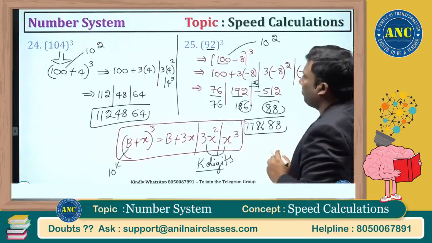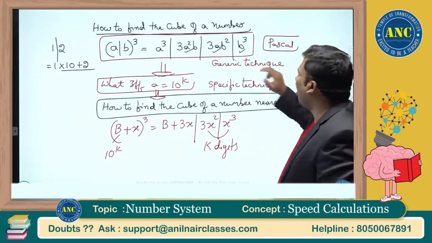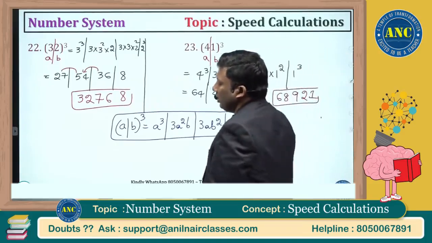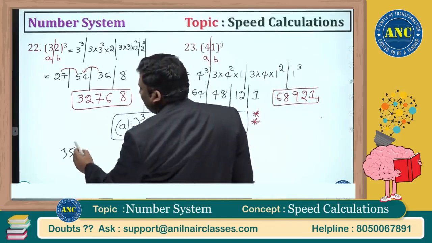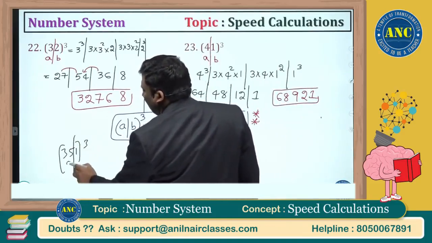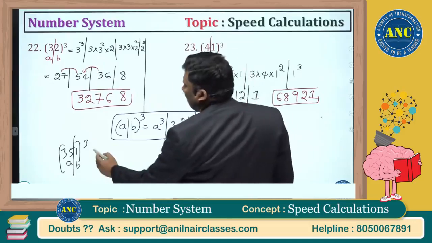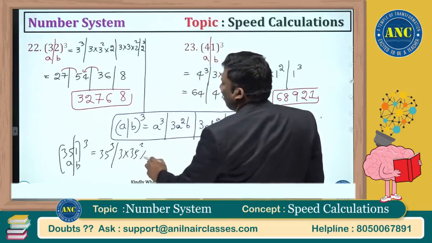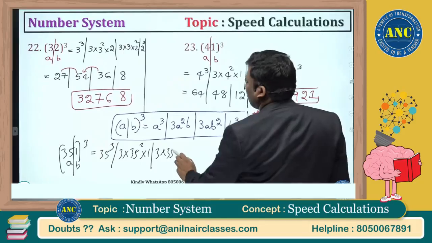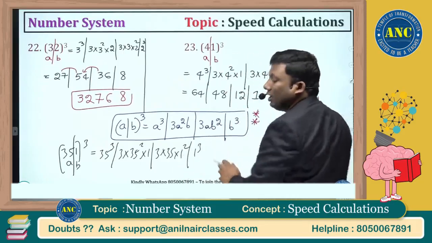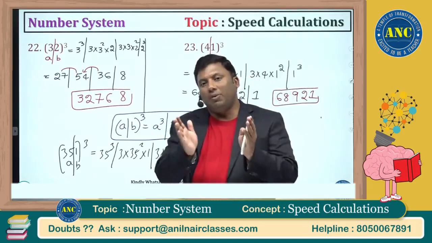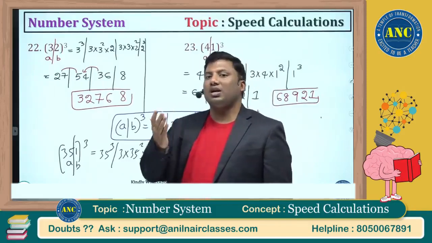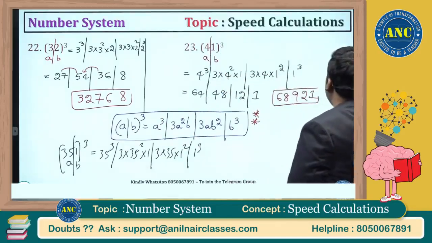We have done problems on how to find the cube of a number, for example 32 cube and 41 cube. Suppose the question is 351 cube, I'll just give an idea. Ideally, we will use a digital sum to solve. A is 35, so a cube, next 3 a square b, next 3 a b square, and the next one is b cube. Like we did for the square of a 3-digit number, 2 digits plus 1 digit, here also we do the same process. But we will use the reverse gear approach if answer options are there.